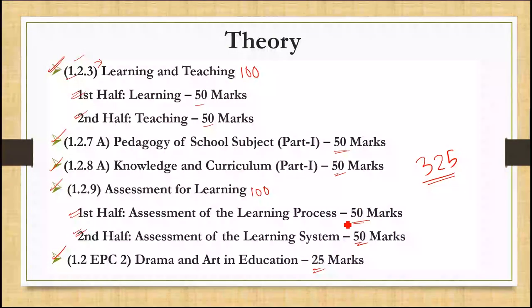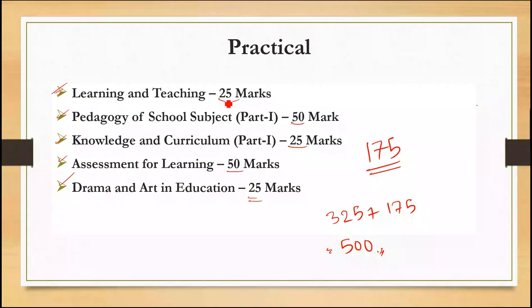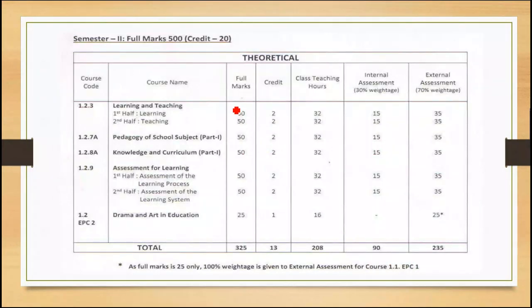A short recapitulation: in theory, you have 5 subjects, out of which 2 are divided into 2 separate papers, and for practical you have 5 subjects, where there is no division. Now let's look at the division of marks for internal assessment and external assessment. First we'll see it for the theory examination.